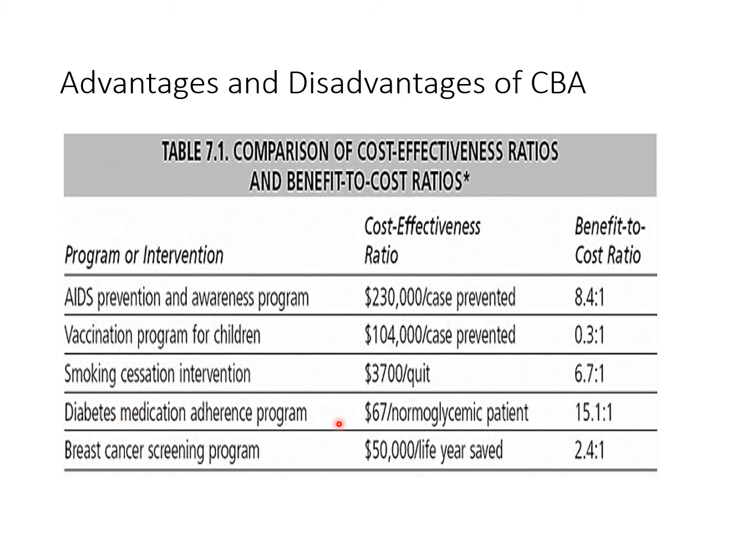Diabetes adherence $67 for each normoglycemic patient. Breast cancer, 500,000 for each life year saved. So now we are talking about totally different outcomes. So can we choose the best program to implement? In fact, it's very difficult to choose and needs a lot of work to value the consequences of each effectiveness measure or of each clinical outcome for these programs.